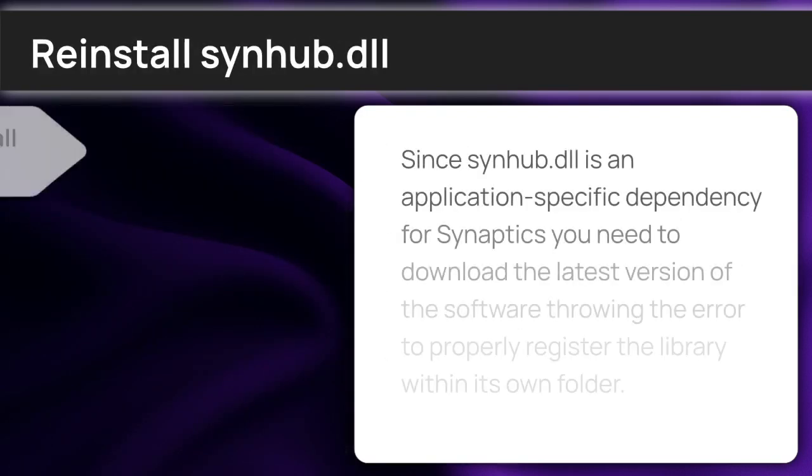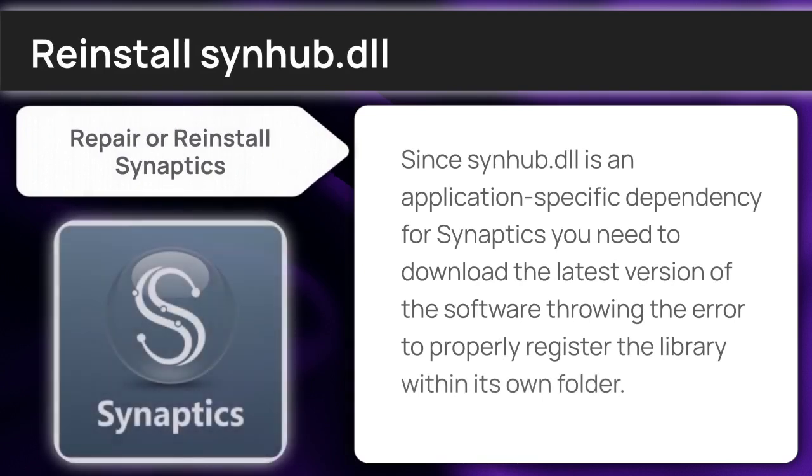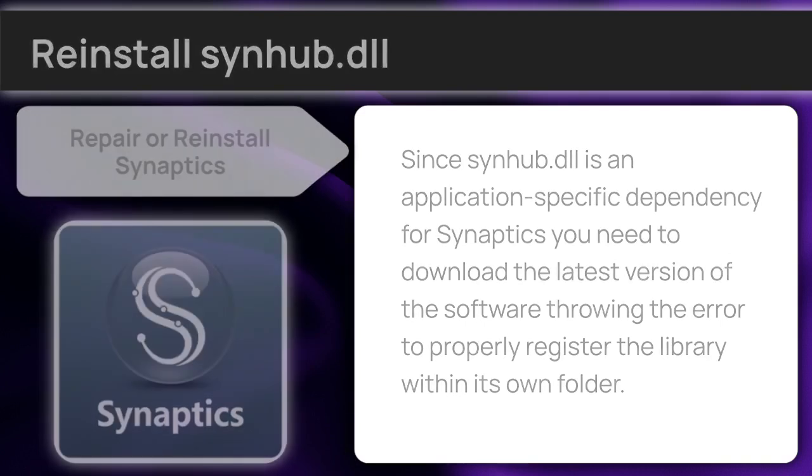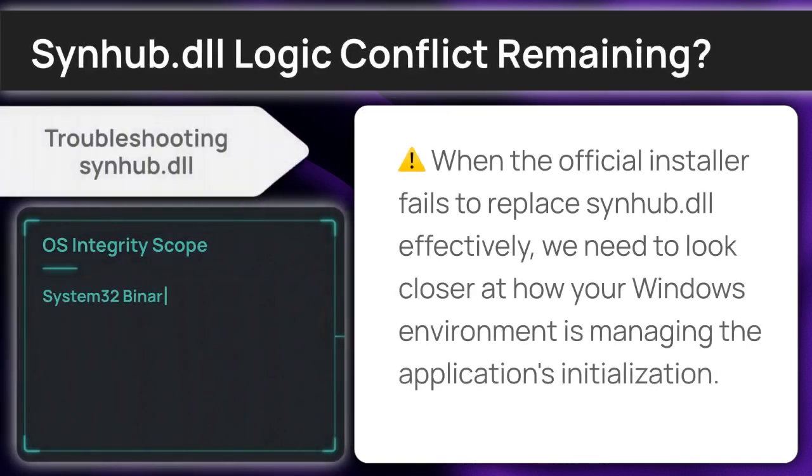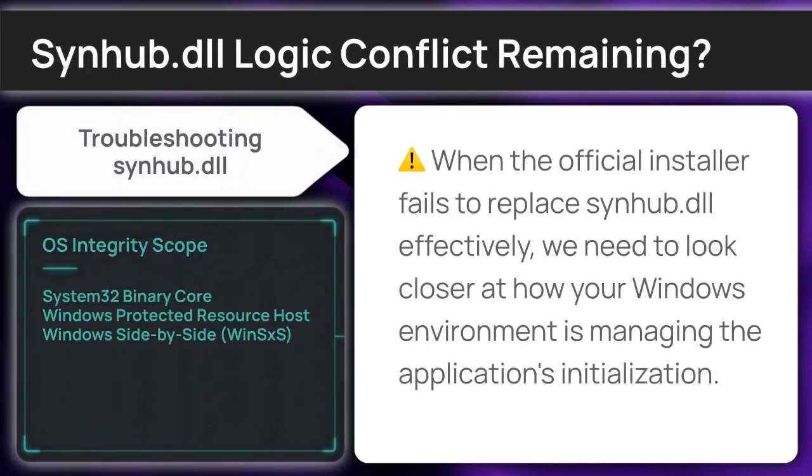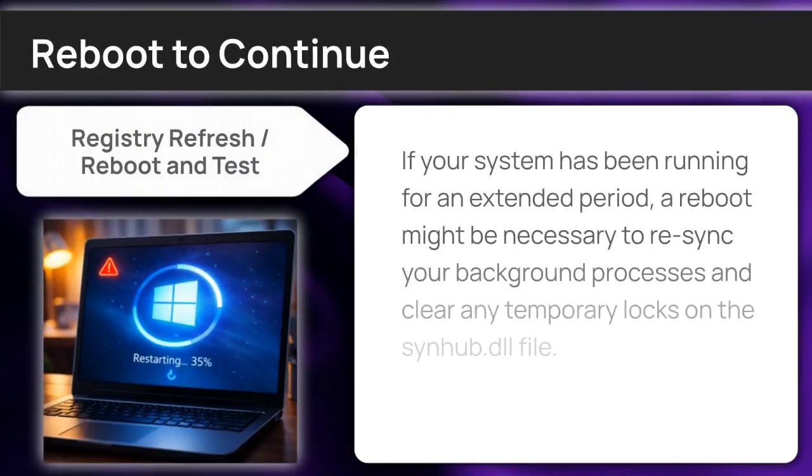Since Synhub Library DLL is an application-specific dependency for Synaptics, you need to download the latest version of the software throwing the error to properly register the library within its own folder. When a fresh installer fails to clear the error, it typically points toward a deeper conflict within the Windows execution layer. A standard restart allows the Windows bootloader to rescan your system directories and potentially recognize an unregistered Synhub library component.